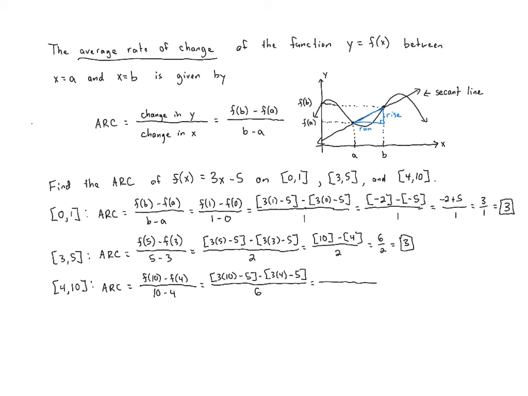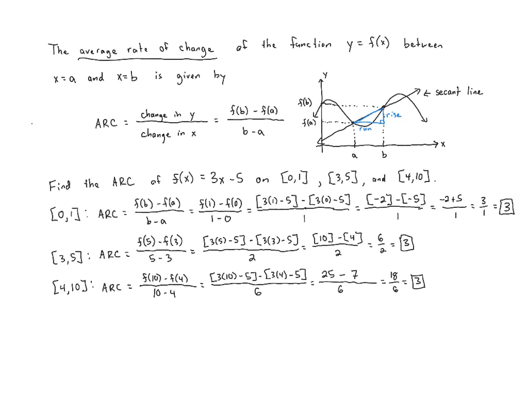Let's evaluate inside the brackets. 3 times 10 is 30, and 30 minus 5 is 25. Minus 3 times 4 is 12. 12 minus 5 is 7. So we've got 25 minus 7 over 6. 25 minus 7 is 18, and 18 divided by 6 is 3. So again, we end up with 3 for our average rate of change.